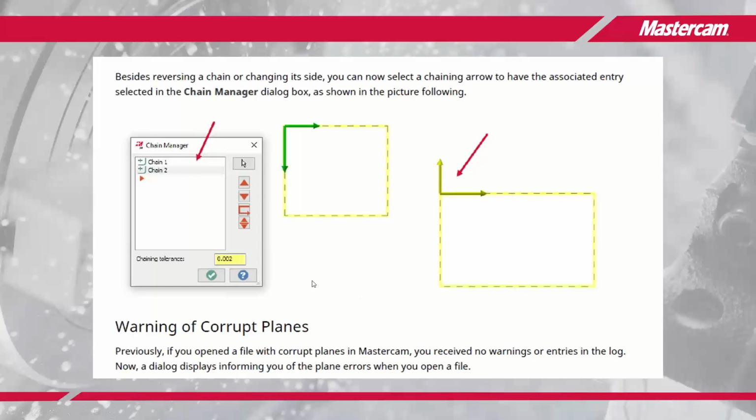Also, warning of corrupt planes. Previously, if you opened a file with corrupt planes in Mastercam, you received no warnings or entries at all. Now a dialog box is going to come up and say, hey, you've got plane errors. What do you want to do with them? Kind of hard to believe that wasn't there before, but I guess they're warning you of that stuff now. So better late than never, Mastercam, I guess, is what I'm trying to say. Pretty good.